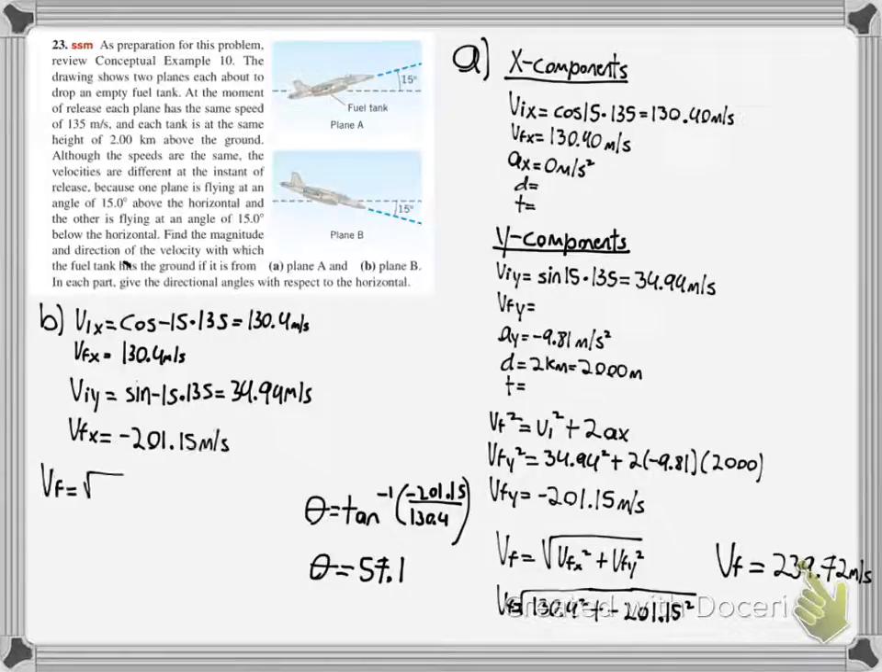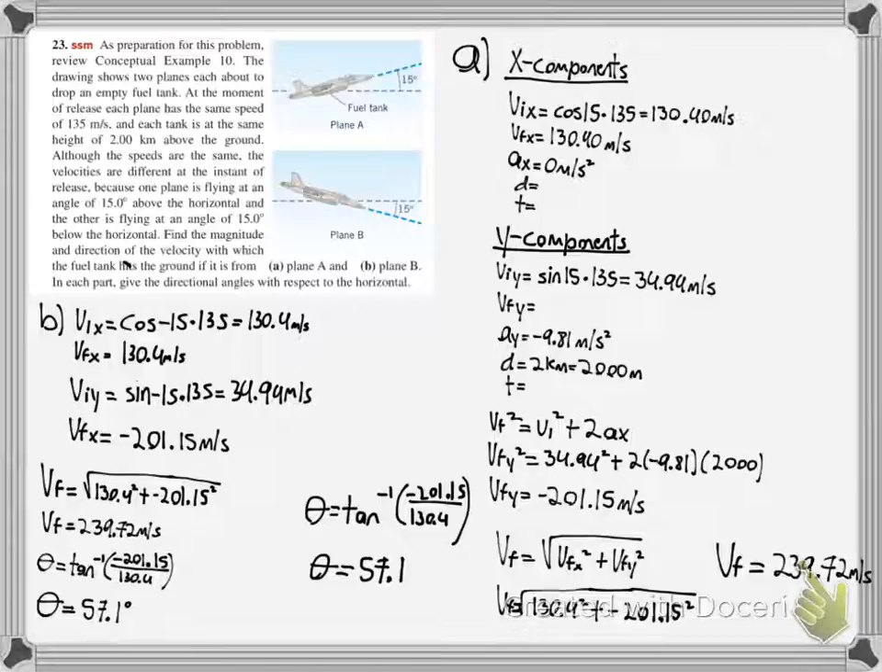Therefore, once we solve for our final velocity for part B, we find that the final velocity is the same as the final velocity in part A. And therefore our angle should be the same. So for part A and for part B, they both have the same angle and they both have the same magnitude.